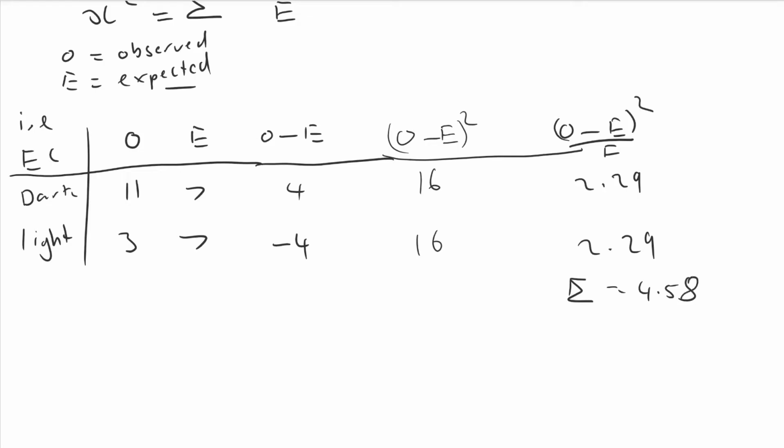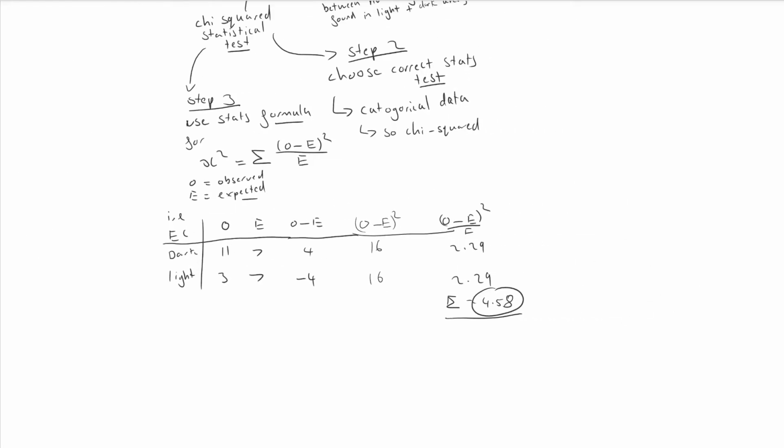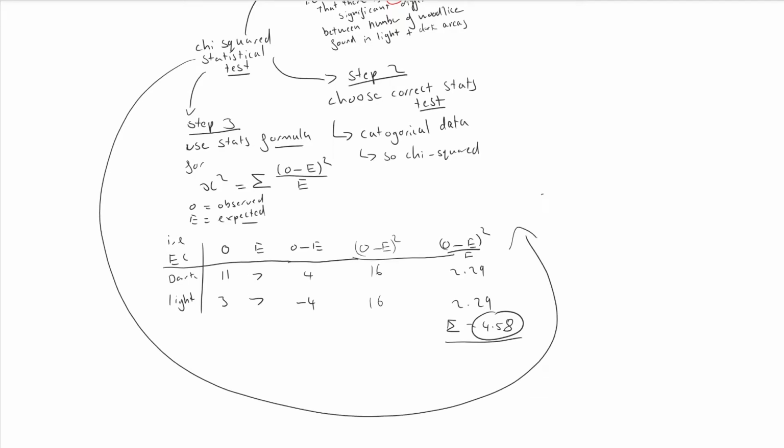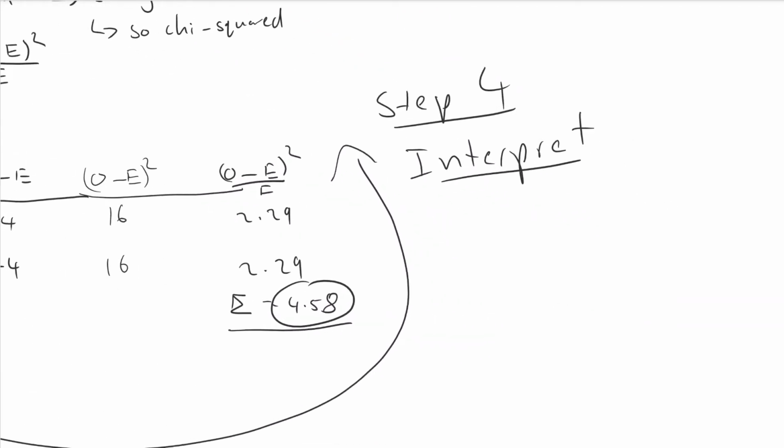Now, once we have the chi-squared value, we can move on to step 4 of the statistical test, and that's interpreting the statistical test data, the result from it, the 4.58. Now what we need to do is look up the critical value of the chi-squared in a table of probability to find out if this is significant.